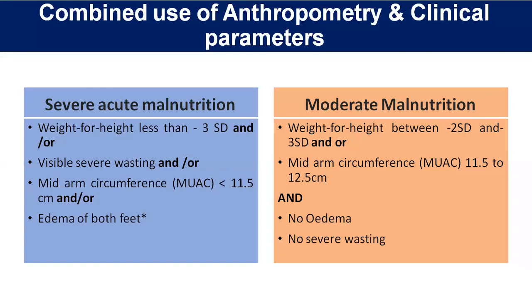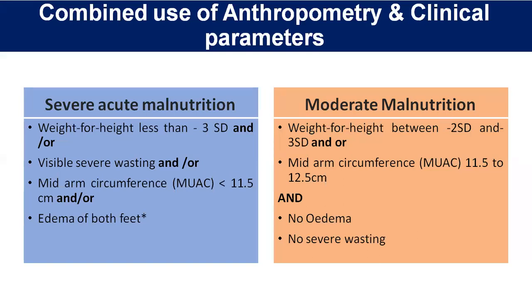So, combined use of anthropometry and clinical parameters. When do we classify a child as severe acute malnutrition, and when do we say the child has moderate malnutrition? For a child to be classified as severe acute malnutrition, we will need any one of the following 4 parameters: if the weight for height is less than -3 SD, and/or the child has visible severe wasting, and/or the mid upper arm circumference is below 11.5 centimeter, and/or the child has edema of both feet. A child who has any one of these 4 will be classified as a child with SAM.